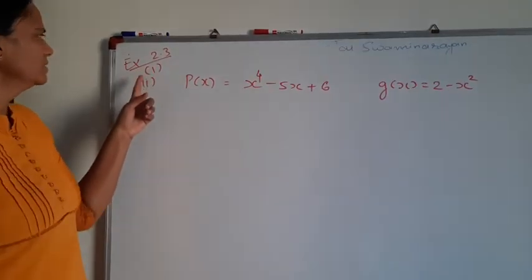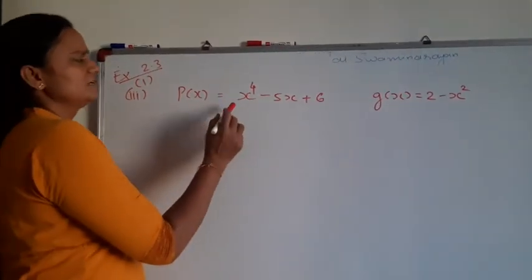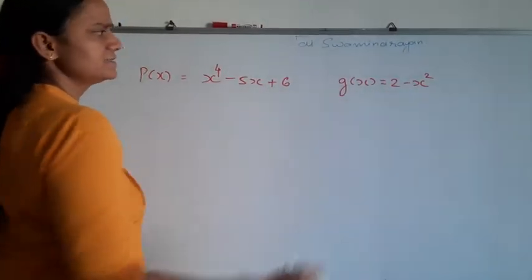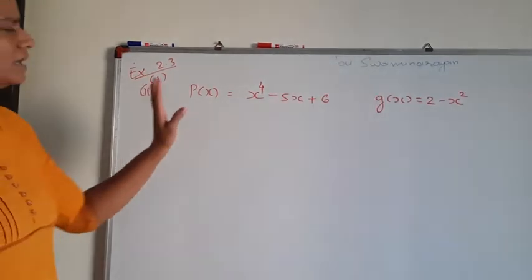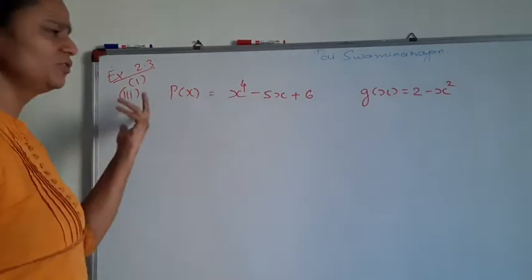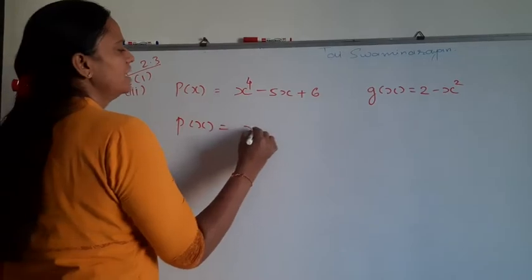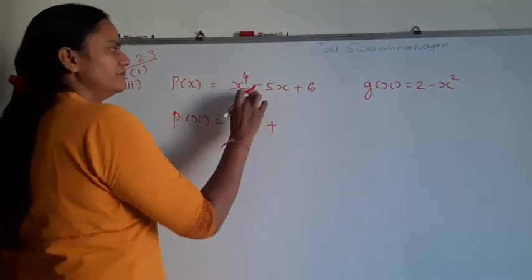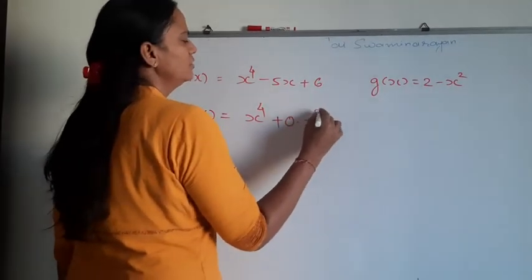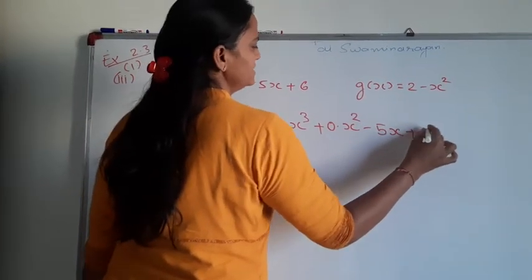Now let us see question number 1, sub question 3. One more example we'll do here. P of x equals x raised to 4 minus 5x plus 6, divided by 2 minus x square. So our first rule is to write the p of x and g of x in standard form. So p of x is already in standard form. But what we are doing here, I am writing p of x as x raised to 4. Here we can see that x cube and x square are not there. So we can write here 0 into x cube, 0 into x square, minus 5x plus 6.